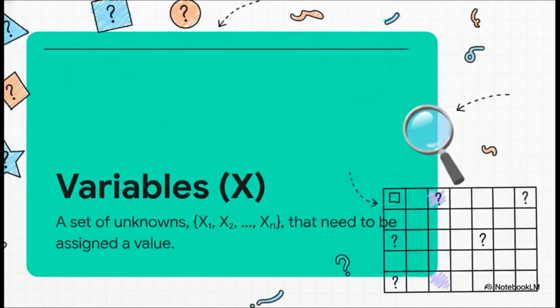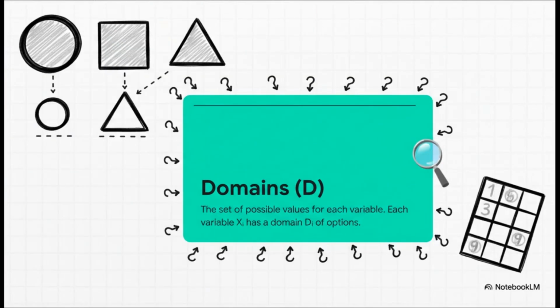Okay, first up, variables. These are just the unknowns, the questions you need to answer. In our toy puzzle, the variables are the different shapes we need to place. In a Sudoku, it's each one of those 81 empty squares. They're basically the whats of the problem. All right, next, every single variable has a domain. Think of this as the pool of possible answers for that variable. For our little shapes, the domain is the set of holes they could potentially fit into. For a Sudoku cell, the domain is just the numbers 1 through 9.